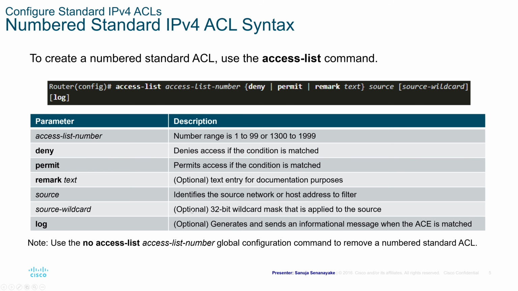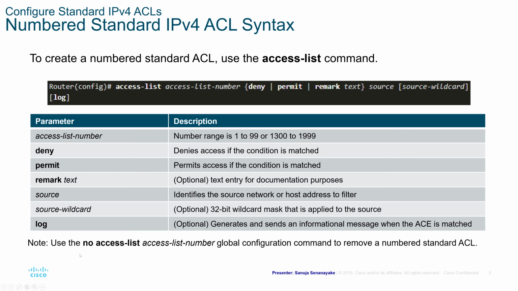The source parameter identifies the source network or host address to filter. The source-wildcard parameter is an optional 32-bit wildcard mask that is applied to the source. The log parameter is also an optional one that would generate and send an informational message when the ACE is matched. The ACE is the access control entry, which is sometimes also known as an ACL entry.